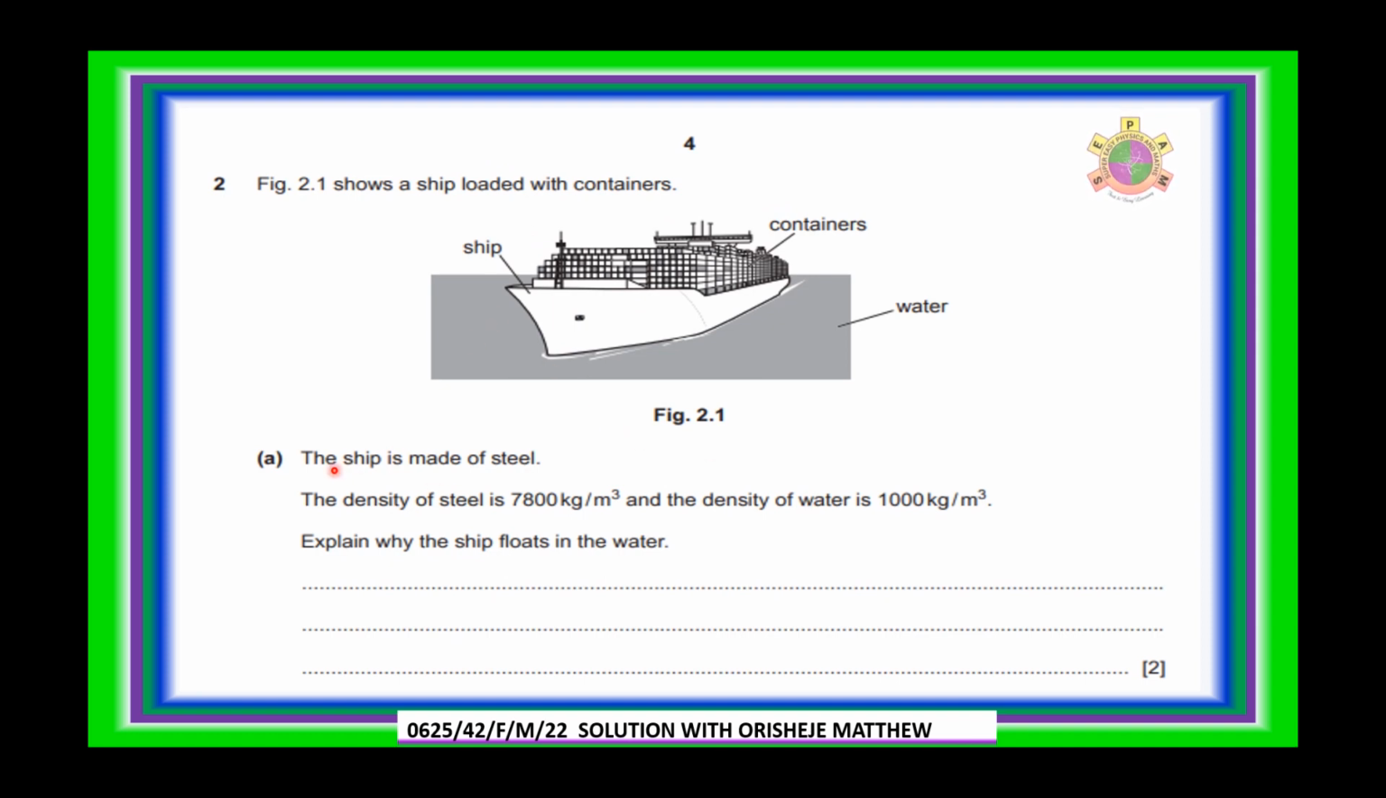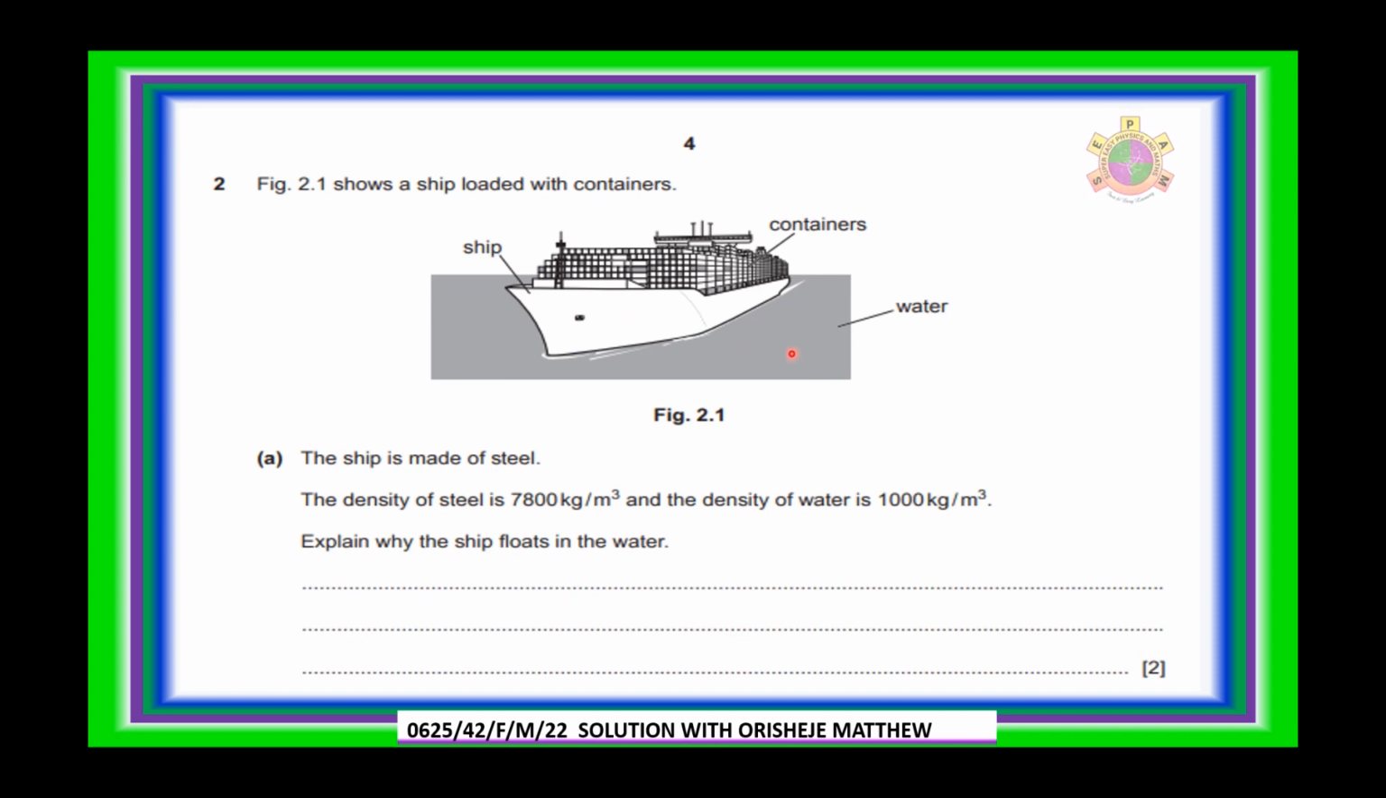The ship is made up of steel. The density of the steel is this. Explain why the ship floats on water. Now, the first point here you need to know, for floating to take place, an object can only float if the density of that object is lesser than the density of the liquid on which it is floating. So this ship can only float on water if the density of the ship is less than the density of the water on which it is floating.